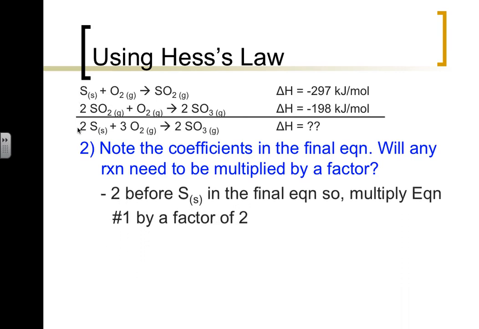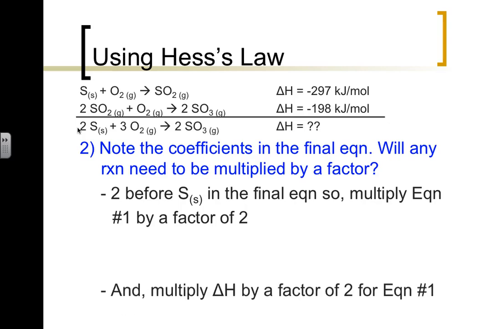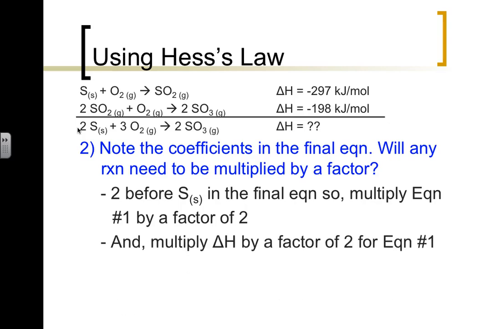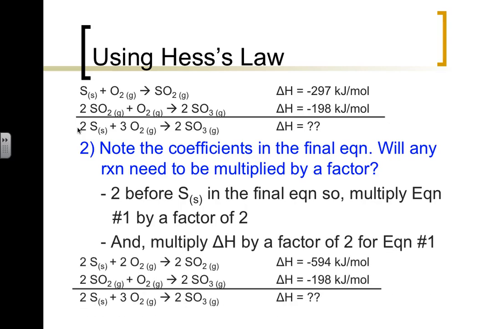So 2 is before the sulfur solid in the final equation, so I need to multiply equation 1 by a factor of 2. And what effect will that have on the enthalpy? Hopefully you said that I'll also be multiplying that by 2. So here is now the new adjustment that I have. So you can see I don't just multiply the sulfur by 2, but that 2 is carried across the whole equation. Basically, I'm just doubling the equation, like I'm doubling the batch of cupcakes I wanted to make.